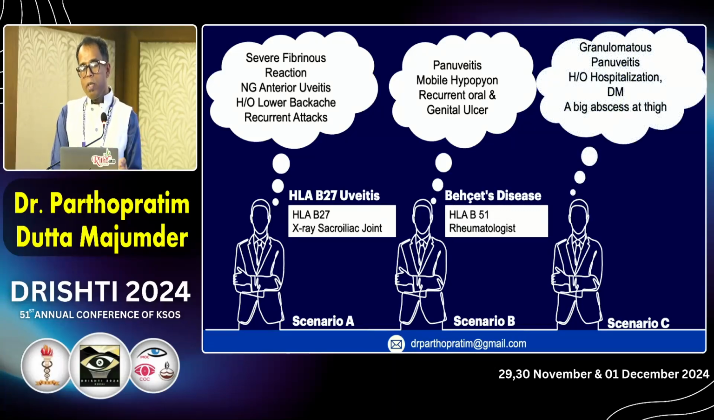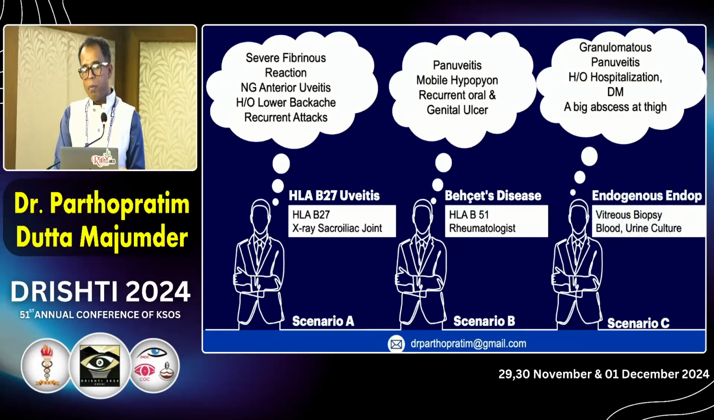Now let's assume the third one, the patient has granulomatous panuveitis, there is a history of hospitalization a few days back. Our patient is a known case of diabetes mellitus, and also gives you a history of a septic focus elsewhere in the body. So in such a scenario, as Risha nicely showed you a case of endogenous endophthalmitis, the probable diagnosis is endogenous endophthalmitis. So what will you do? We'll do a vitreous biopsy and send the patient for blood and urine culture.